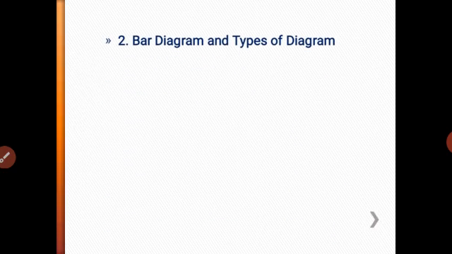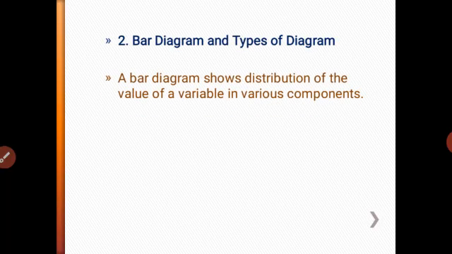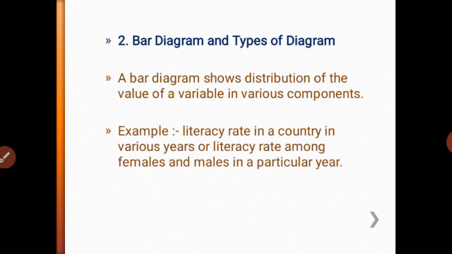Next is the bar diagram and its types. A bar diagram shows the distribution of the value of a variable in various components. For example, the literacy rate in a country in various years, or the literacy rate among females and males in a particular year. So there are two types of example.